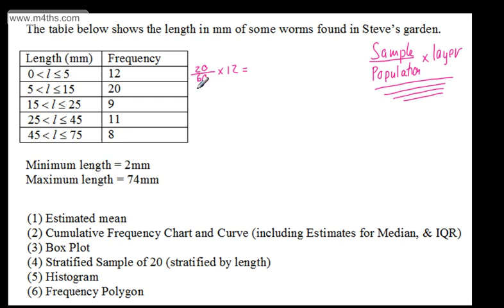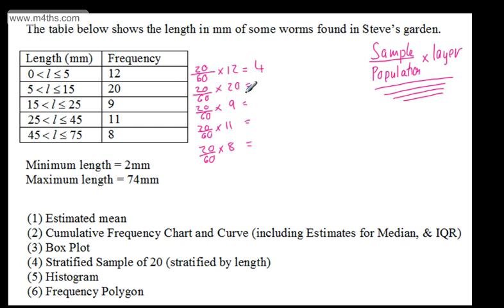The next one, we're going to get 20 of 60, or 1/3, multiplied by 20. On the next one, we're going to get 20 of 60 multiplied by 9. That will tell me how many worms I need from this particular class. Then the next one will be 20 over 60 multiplied by 11. Then we're going to have 20 over 60 multiplied by 8. So let's do the easy ones. 1/3 of 12 is going to give me 4.